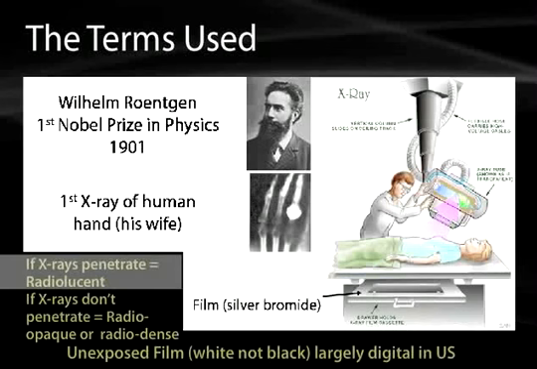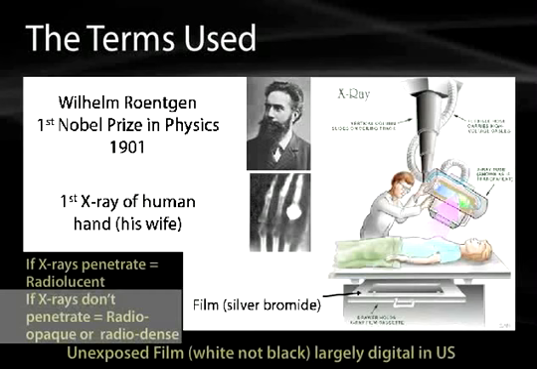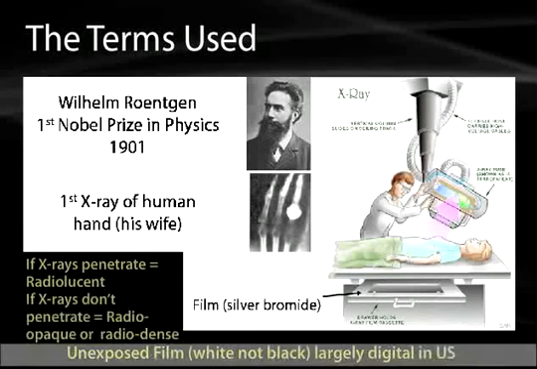Now, the typical X-ray will penetrate through tissues, and if it does so, it's called radiolucent. And if X-rays don't penetrate, it's called radiopaque or radiodense. Films tended to have silver bromide. However, now, in the US at least, almost everywhere is using digital direct, so they don't use films anymore. If they are still using films, remember that unexposed film is white, not black. Here you can see Wilhelm and the first X-ray image that he took to win the Nobel Prize.